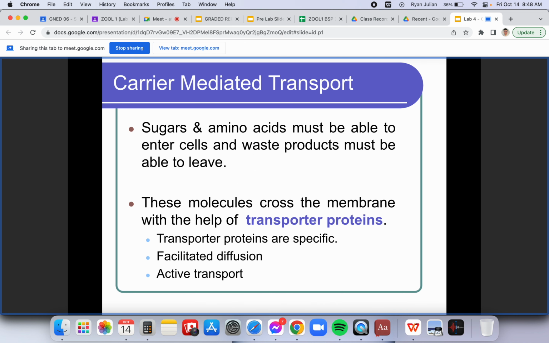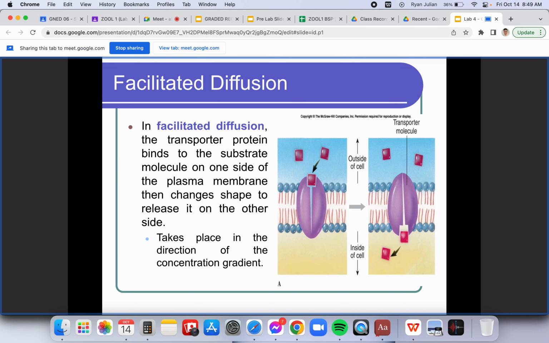Now let's discuss the carrier-mediated transport. Sugars and amino acids must be able to enter cells, and waste products must be eliminated or leave. These molecules cross the membrane with the help of transporter proteins. It can be categorized into three categories. Of course, we have the transporter proteins that are very specific, facilitated diffusion, and for the last one, we have active transport, which I will be talking about individually.